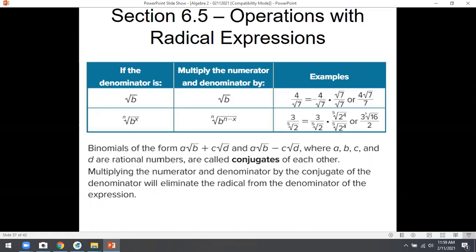Conjugates, though, are kind of what you think they'd be. And it can be anything.